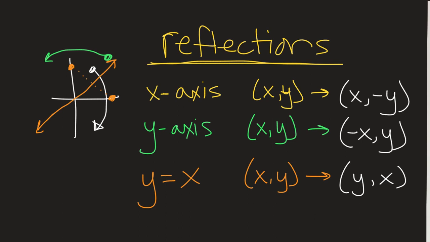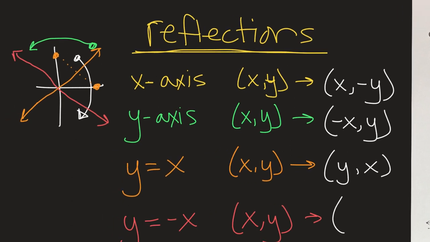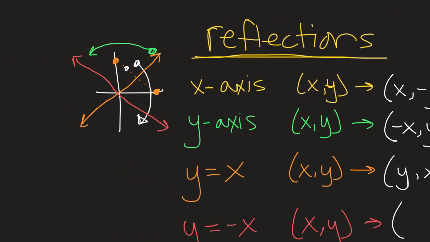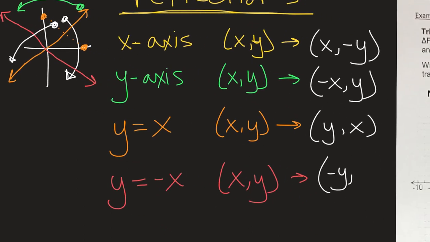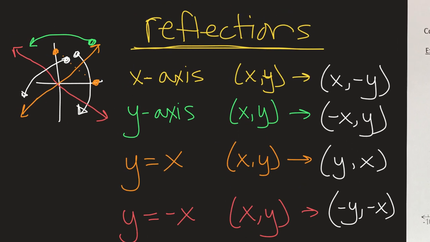And then the last one, if we had y equals negative x, which is the negative 45-degree line, each one of these points became negative y, negative x. They're the negatives of each other. So if I had a point over here at 2, 4, then that came over here at negative 4, negative 2. So not only did they switch positions, but they also became negative. So there's a summary of our reflections.